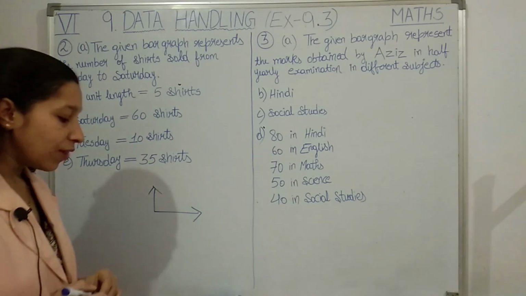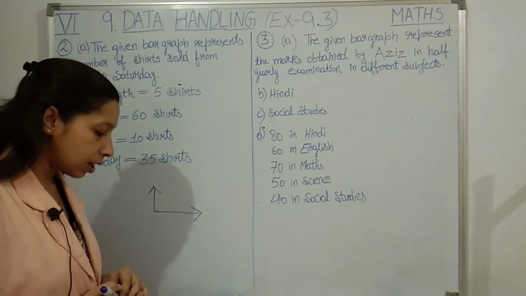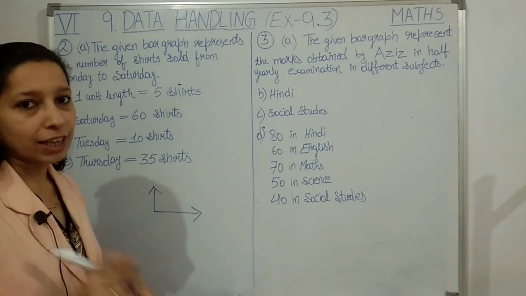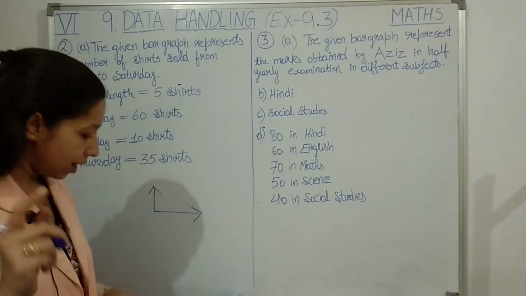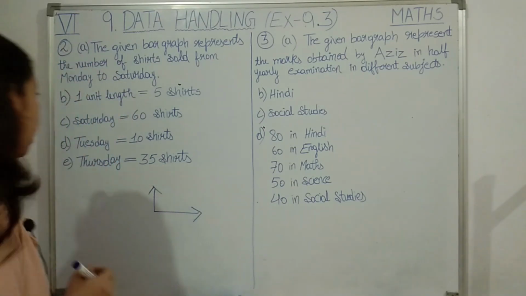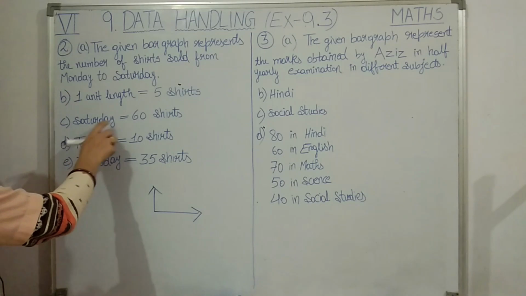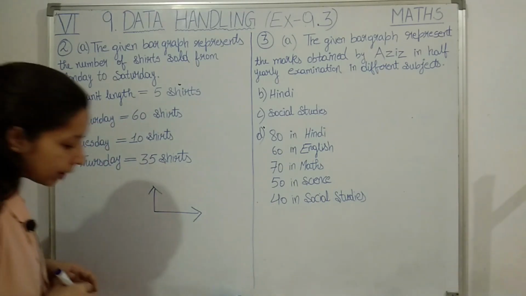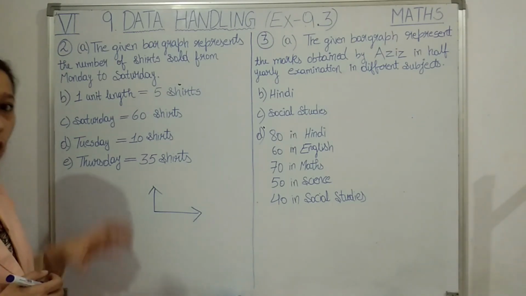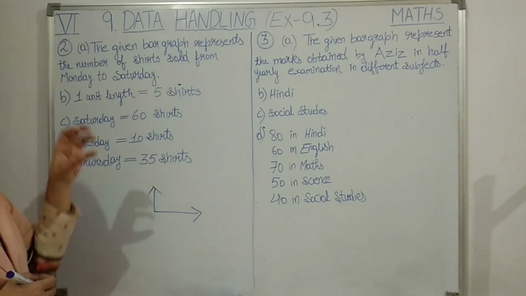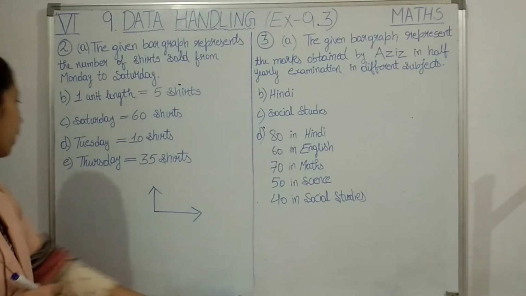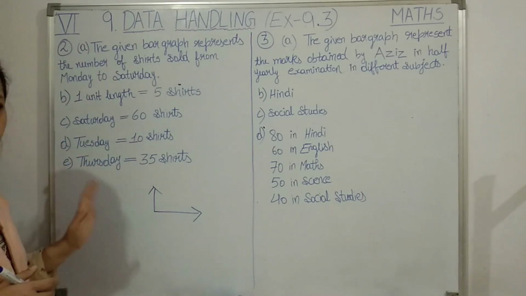Point C, on which day were the maximum number of shirts sold, or how many shirts were sold on that day? So you can see in your textbook which graph is the longest. It is for Saturday and it is indicating 60, isn't it? So I have written Saturday 60 shirts. Understood? Then point number D, on which day were the minimum number of shirts sold? Now you will look for the smallest graph. So smallest bar. So we can see Tuesday. So I have written Tuesday only 10 shirts were sold.